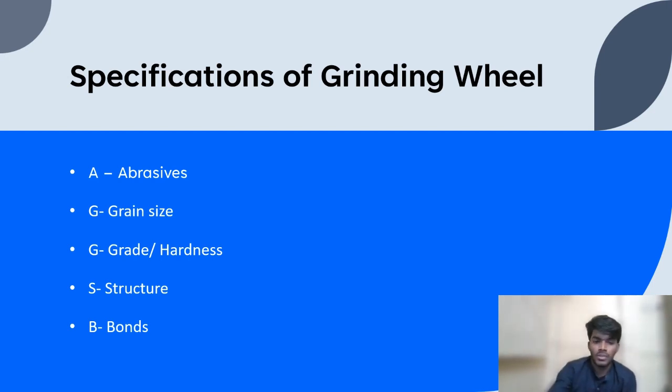So let's come to the final one, the bond, the wheel bond. This determines how the wheel holds the abrasive. It also affects considerations like finishing, coolant, and the least and greatest wheel speed.